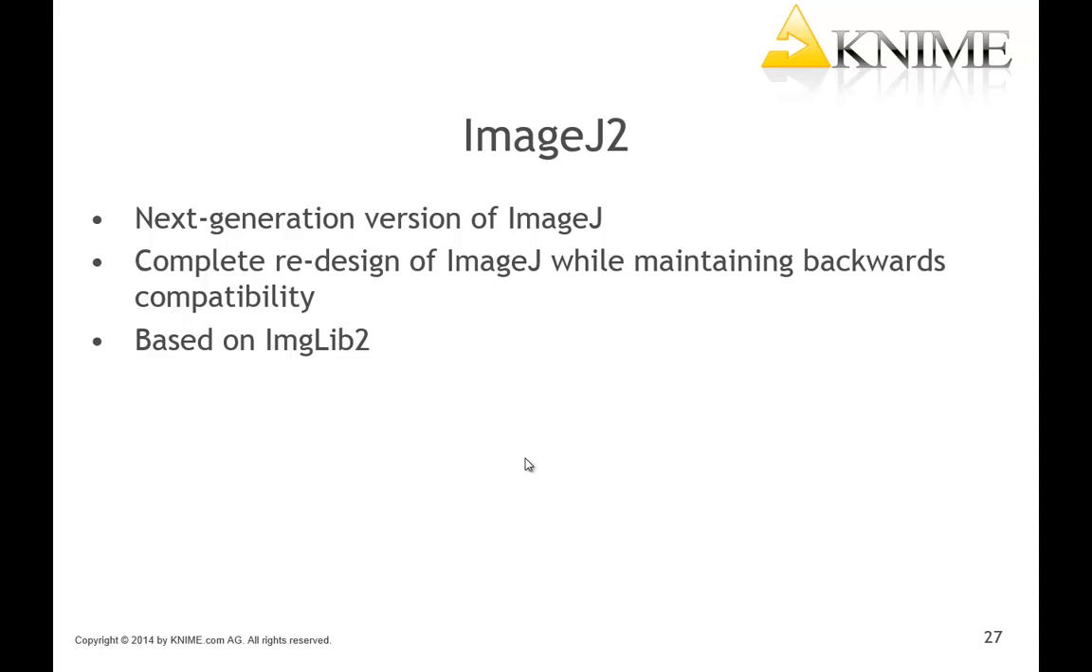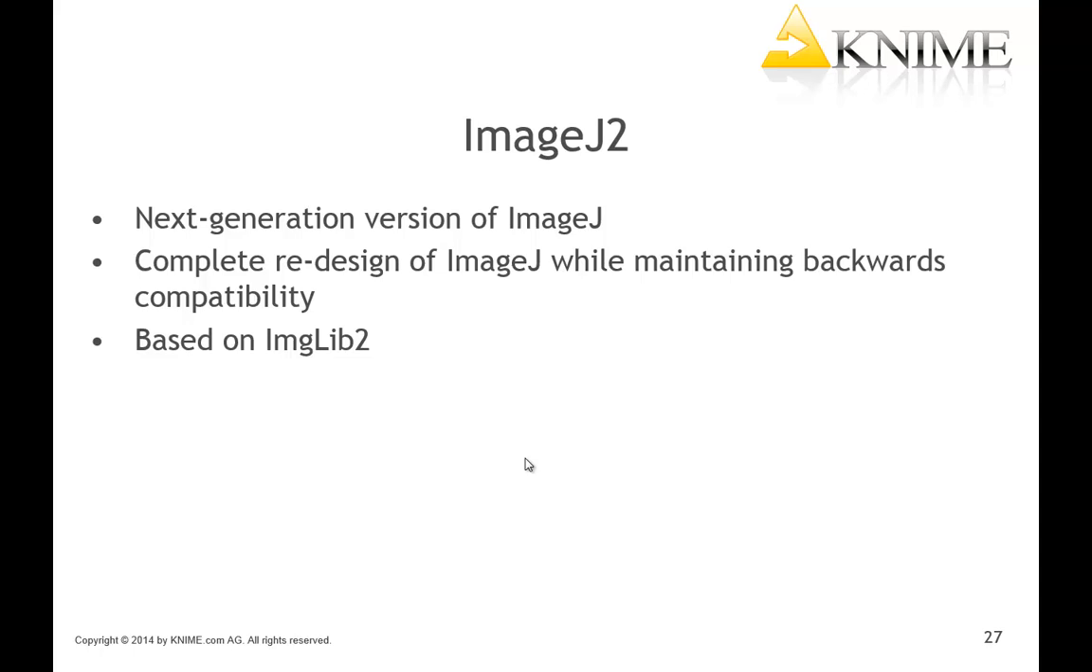ImageJ2, this is the next generation of ImageJ. ImageJ2 is developed at the University of Wisconsin, and it's a complete redesign of ImageJ, but it's still fully backwards compatible. This means everything which worked in ImageJ1 also runs in ImageJ2. And one very important fact is that ImageJ2 is based on ImgLib2. ImgLib2 is a programming framework for image processing to access data, to access pixel information, and so on.